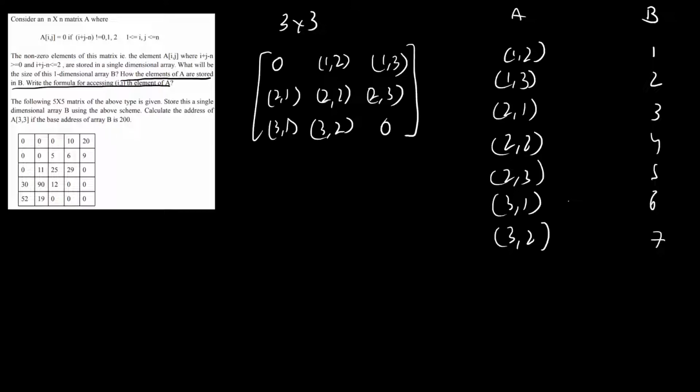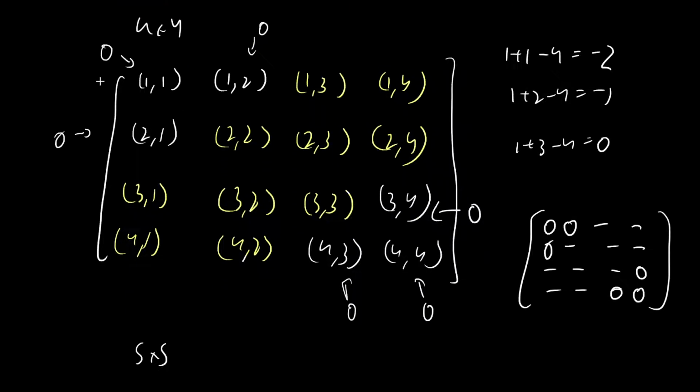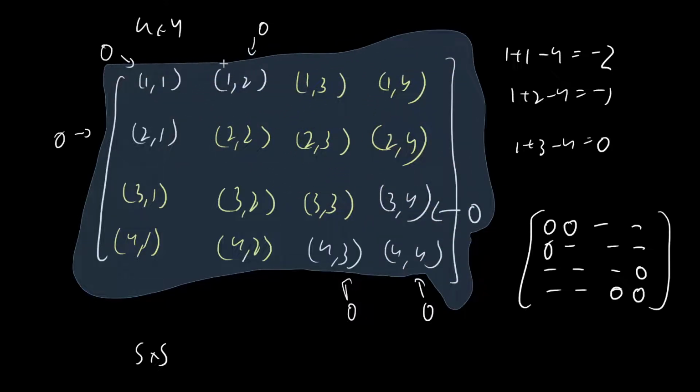Okay, now can we find any pattern that is matching? So first off, I will be storing this array similar to row major order, but not exactly, because these zeros we don't have to store them. So for 3 cross 3, I cannot get any idea as to how this array will be stored. So I'll be moving on to a 4 cross 4 matrix to get some idea. I've already done the mapping, so let me just copy this.